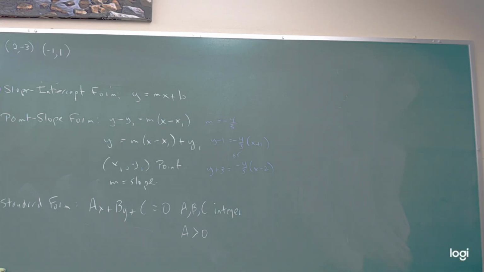Try to leave the plus 3 on that side. It doesn't make any difference. Equally acceptable either way. And this is where it gets a little nerve-wracking. I know how some of you feel about arithmetic with fractions. So we're going to have to distribute and then move the other over to the other side.